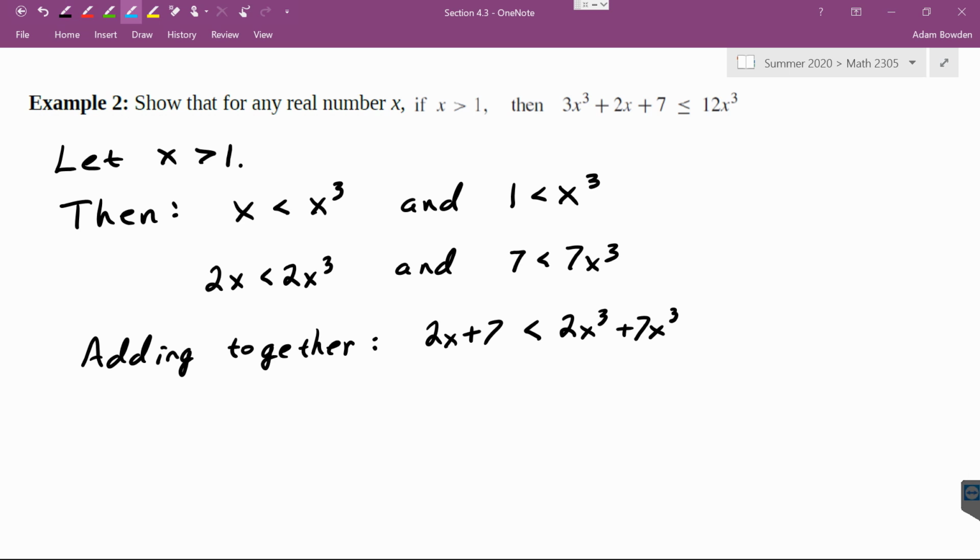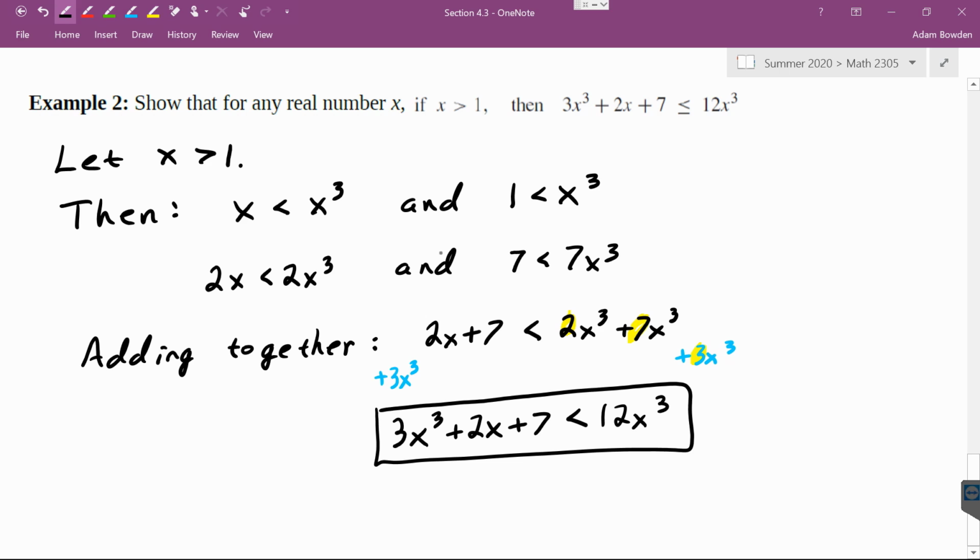And what I'm going to do here is add a plus 3x cubed and a plus 3x cubed to both of these. So that results in 3x cubed plus 2x plus 7 is less than 12x cubed. And so that's coming from adding the like terms together, the 2, the 7, and now the 3. And so that shows what we wanted to show, that 3x cubed plus 2x plus 7 is strictly less than, or equal to even, 12x cubed.